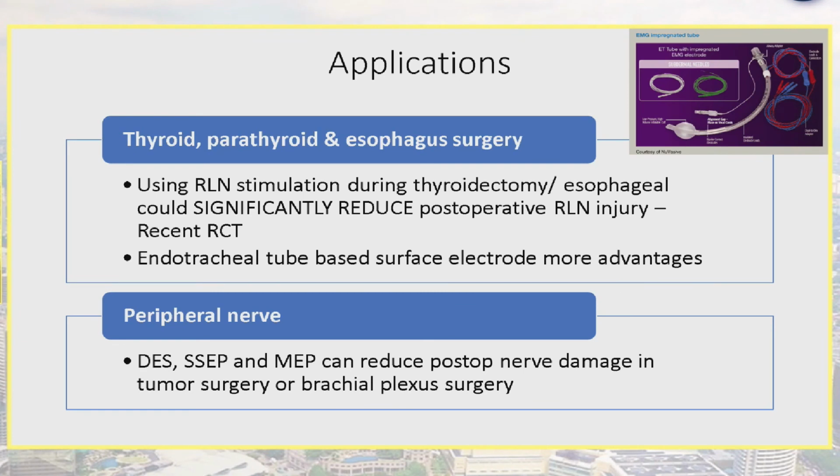For thyroid, parathyroid, and esophagus surgery, we see it a lot. They use stimulated EMG. They want to avoid injuring the recurrent laryngeal nerve by stimulating it and detecting it. A recent RCT shows it significantly reduced post-operative recurrent laryngeal nerve injury. Nowadays we use an endotracheal tube-based surface electrode. Compared to last time, when they put a needle at the area of the vocal cord, which could cause damage, this gives a more reliable reading. Peripheral nerves we also monitor using direct evoked signals, SSEP and MEP, and it actually reduces post nerve damage, especially in tumor-related and brachial plexus surgery.